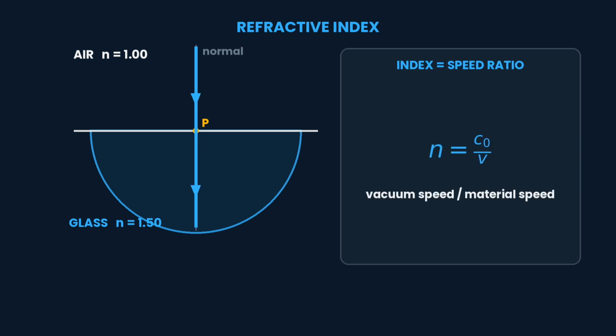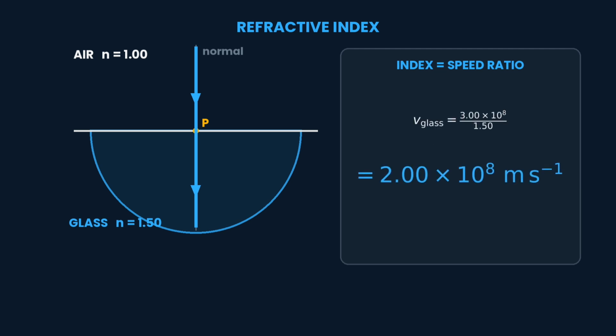Refractive index, n, compares the speed of light in a vacuum with its speed in a material. n equals c0 divided by v. For this glass, n is 1.50, so the speed is about 3.00 times 10 to the 8 divided by 1.50, which is 2.00 times 10 to the 8 meters per second.